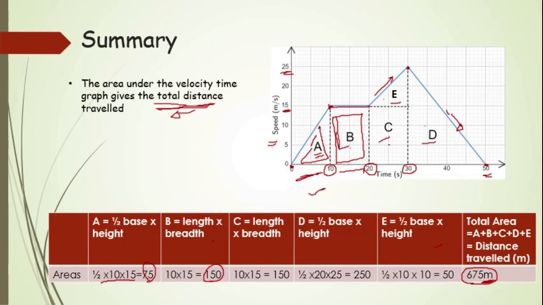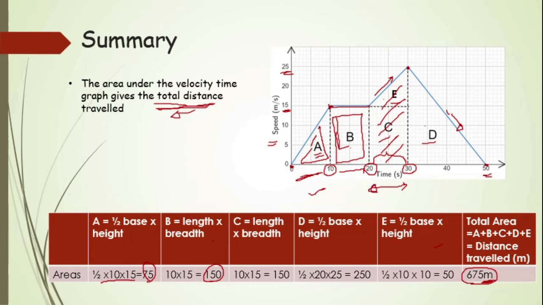And then one more thing, if you want to find the distance traveled in a particular time interval, say between 20 and 30, correct? In this time interval, you want to know what is the distance traveled by the object. For that, we have to calculate the area in this particular time interval under this particular graph, right? So that is the area of C and E together. So C plus E together will give you the distance traveled in this particular time interval.